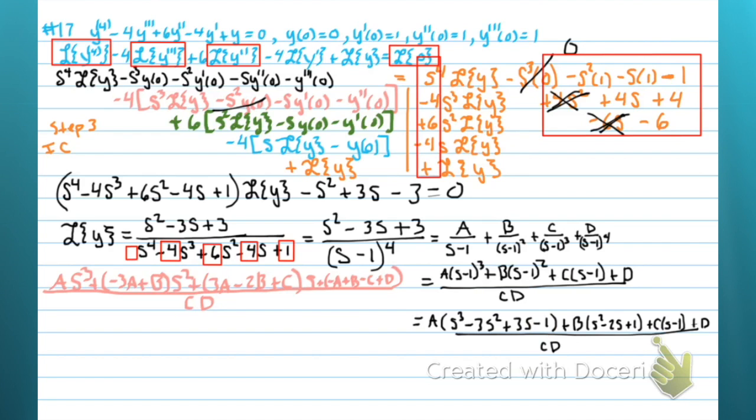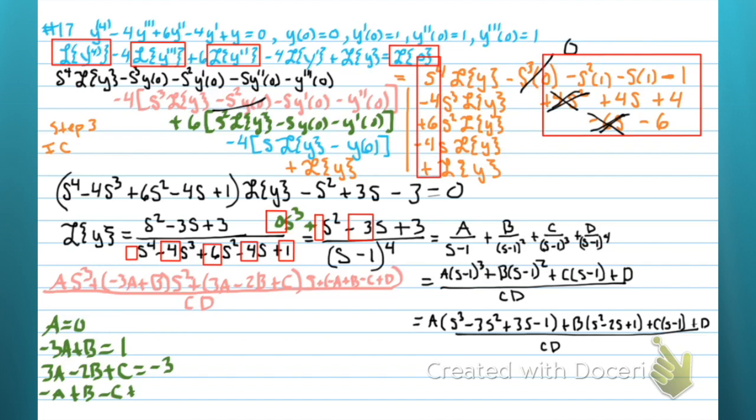Now I need to equate my coefficients with my original polynomial, or at least the polynomial on top. Since I did not have a leading term, I did not have an s to the third, A is equal to 0. Further, my minus 3A plus B is equal to 1, and then my 3A minus 2B plus C is equal to minus 3, and then my minus A plus B minus C plus D is 3.